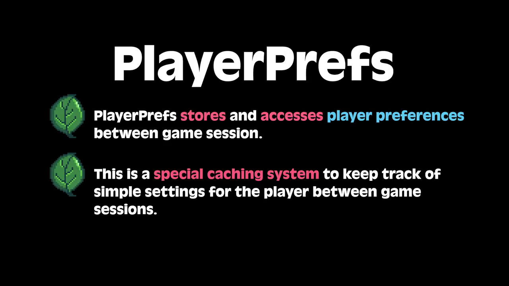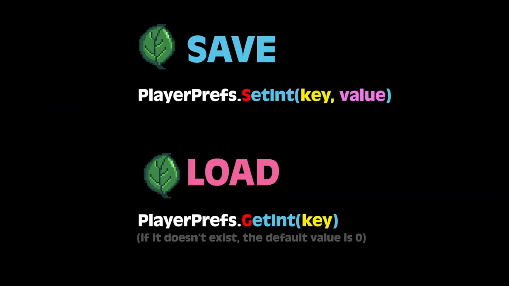In this episode, we use PlayerPrefs to save and load settings or data in Unity. PlayerPrefs stores and accesses player preferences between game sessions. This is a special caching system to keep track of simple settings for the player between game sessions. PlayerPrefs.SetInt can set the value of the preference identified by key. PlayerPrefs.GetInt returns the value corresponding to the key in the preferences if it exists. If it doesn't exist, it will return the default value, and the default value is 0. If we want to remove all keys and values from the preferences, we can use PlayerPrefs.DeleteAll.